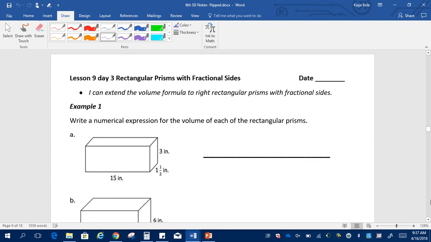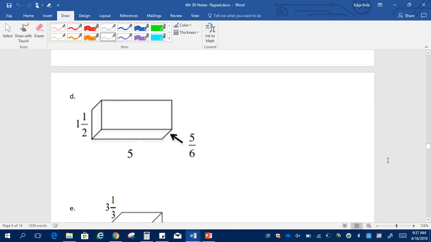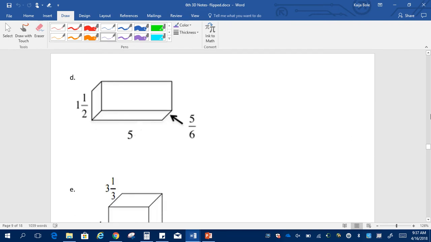Alrighty, here we are on lesson 9, day 3, which is on page 9 of your note packet, and this is rectangular prisms with fractional sides. So basically we're still finding the volume, but now we just have to remember how to multiply fractions and mixed numbers. So we're going to go ahead and skip over to page 11 actually, and this is the first example that should be at the top of your page. It should be example D.